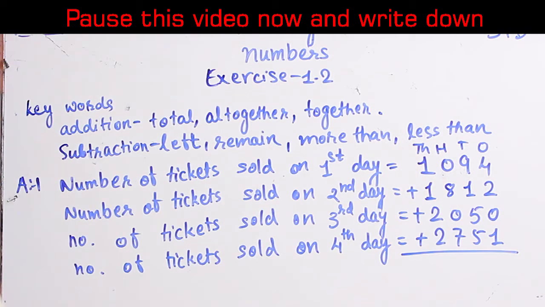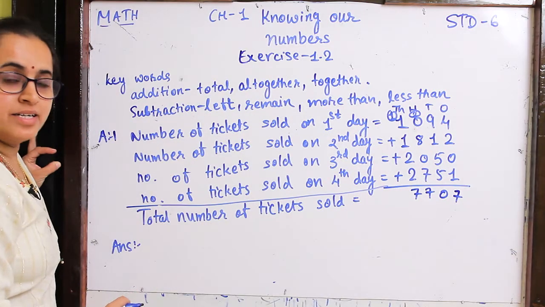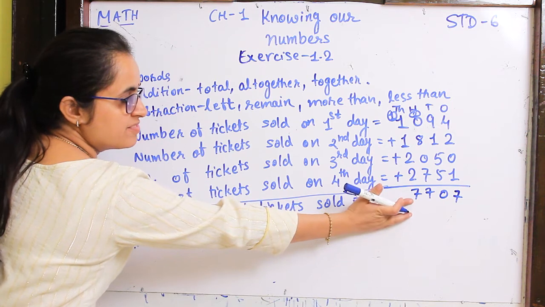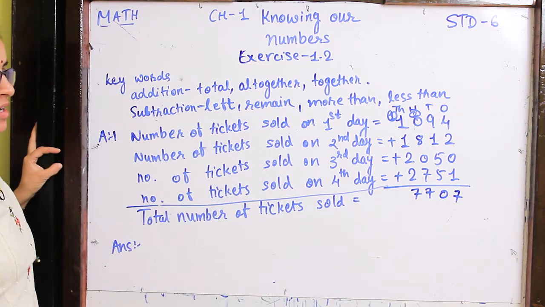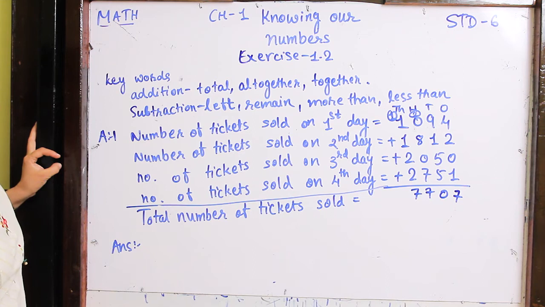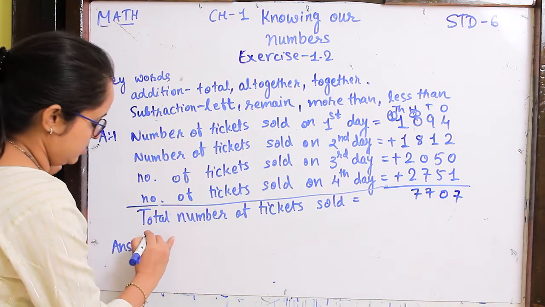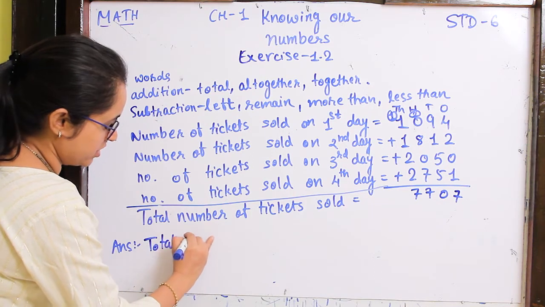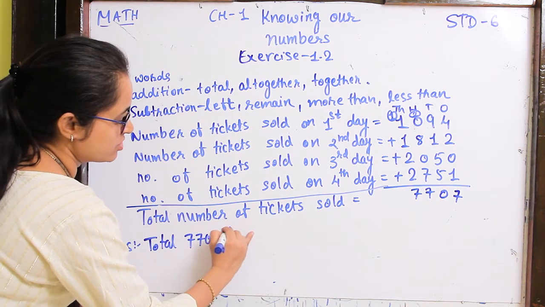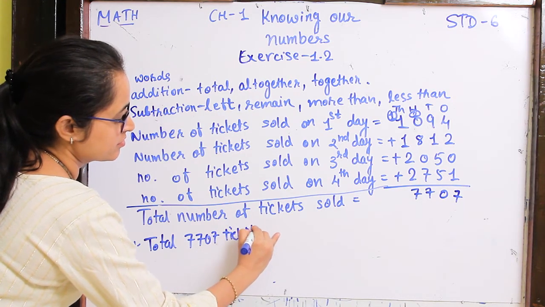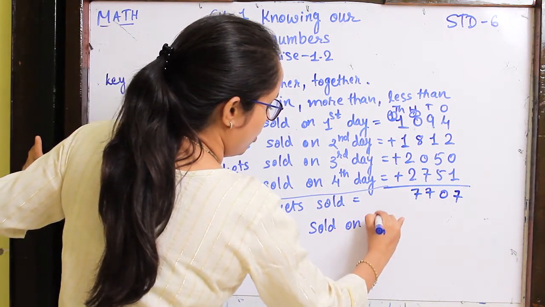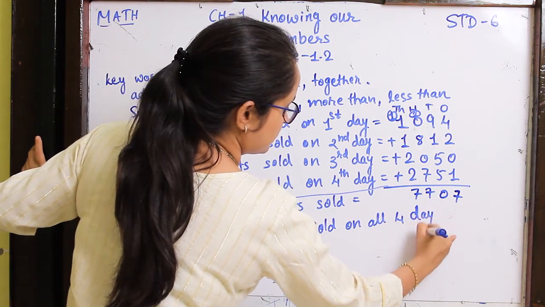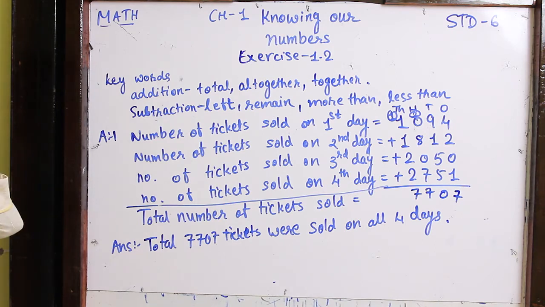Then number of tickets sold on third day, that is 2050. And the last one, number of tickets sold on fourth day, and that is plus 2751. Now you know how to do addition. So you have to add all these numbers together and then give me your answer. I'll give you 2 minutes for doing this sum.